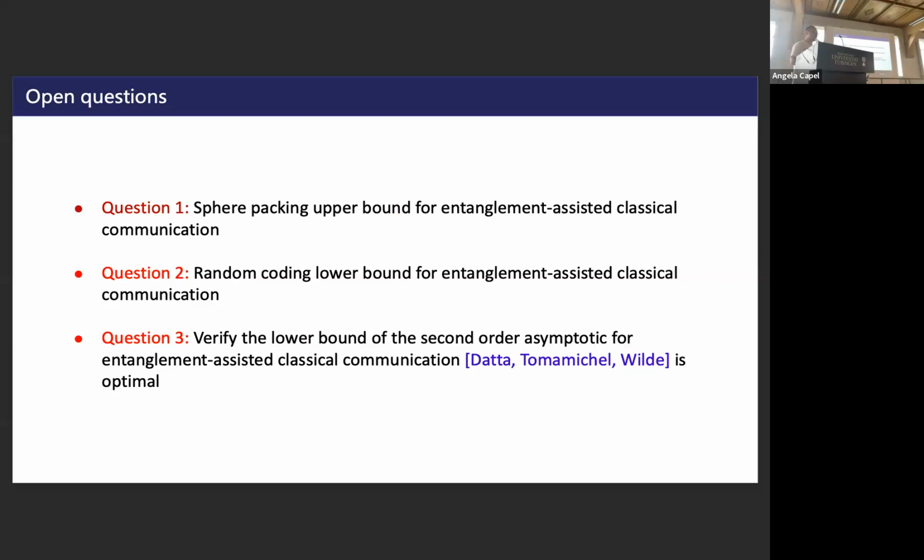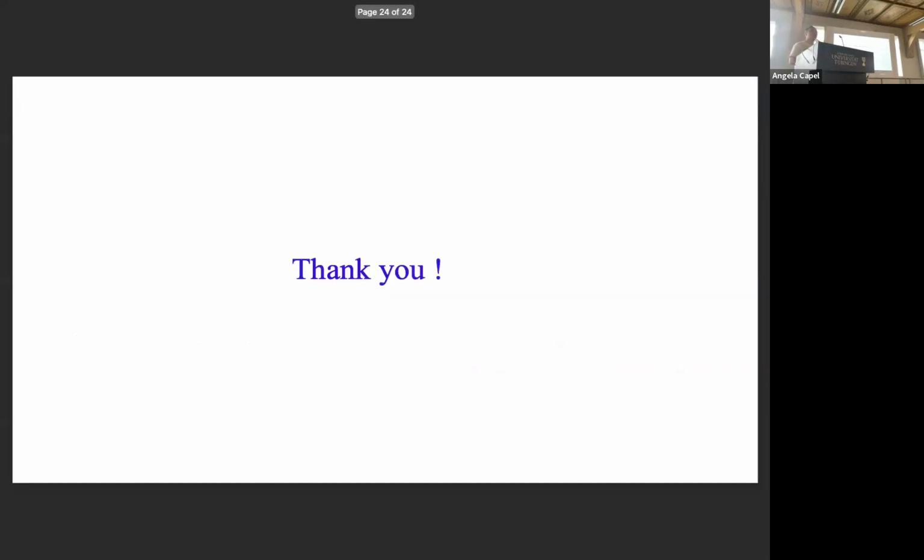Although we have a good understanding of the strong converse exponent for entanglement-assisted classical communication, we know little about the error exponent and the second-order asymptotics for this task. So I think that determining the sphere packing upper bound for entanglement-assisted classical communication to match the corresponding random coding lower bound, and verifying whether the lower bound of the second-order asymptotics derived by Datta, Tomamichel, and Wilde is also optimal, are very important and interesting open questions for future research. And this will establish a perfect connection between classical channel coding and entanglement-assisted classical communication. That's all. Thank you very much.